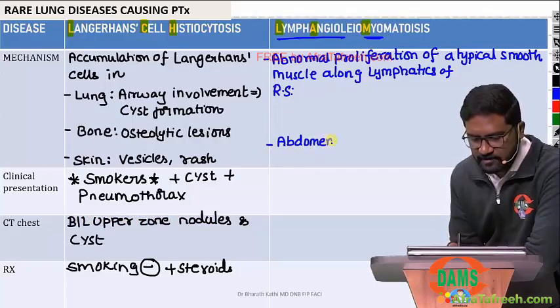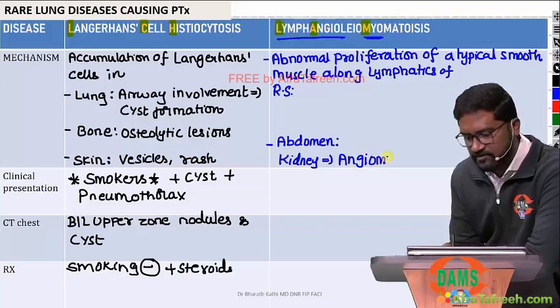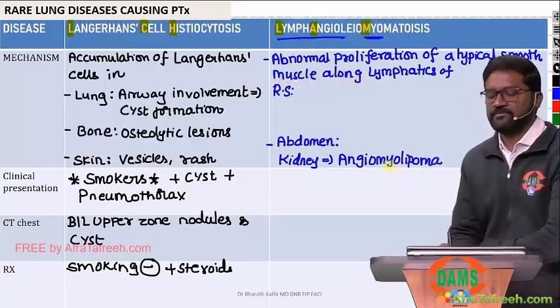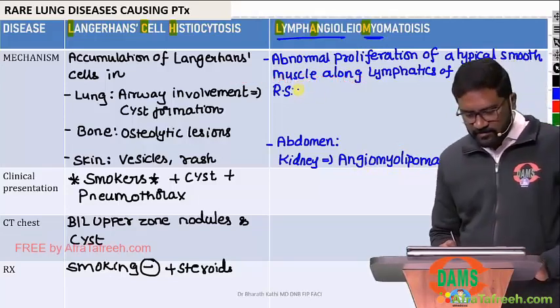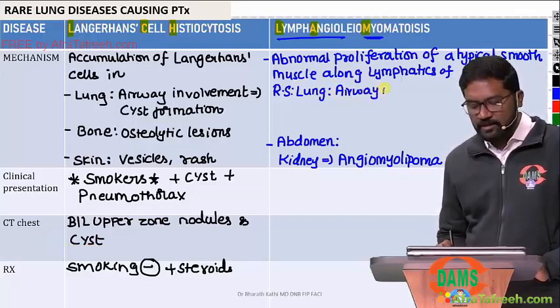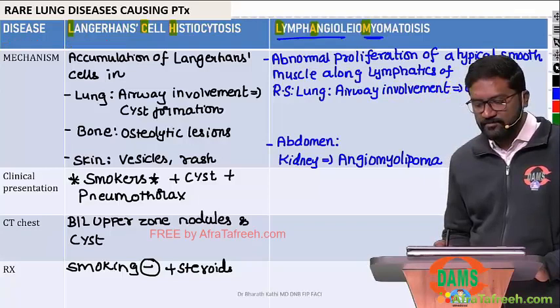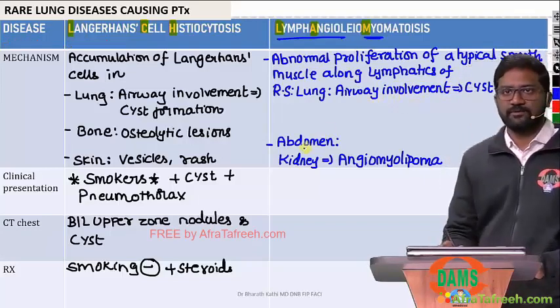These cells will accumulate on the kidney and they form a growth which is pathologically referred to as angiomyolipoma. Now what precisely happens in the respiratory system, especially in the lung? These cells can proliferate along the airways. They can cause damage to airways. Because of airway involvement, there will also be formation of cysts.